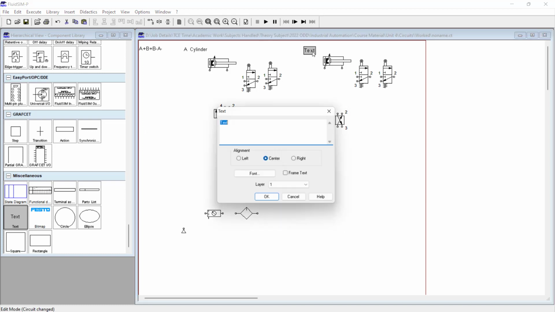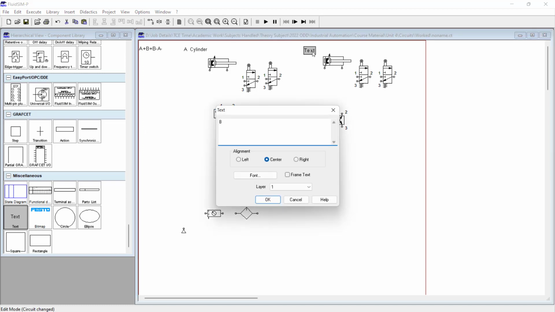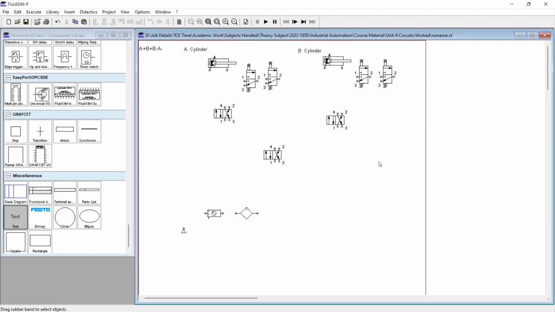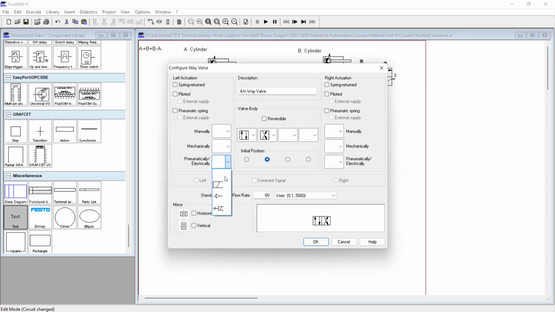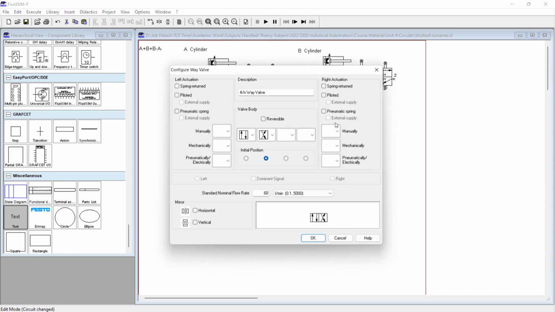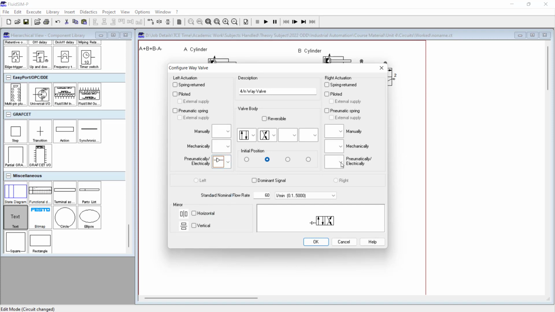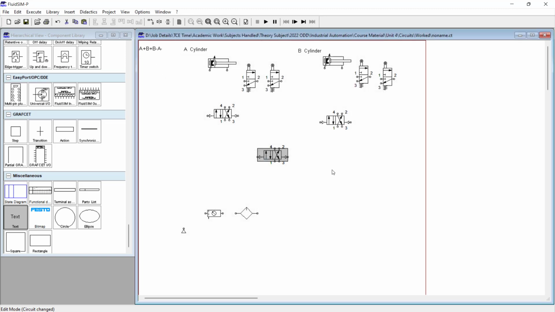and this will be the B cylinder. Then we need to set the actuator for the DCVs, the main DCVs as well as the group changing valve. Set as pilot operated. Pilot operated means using fluidic energy we are going to actuate the DCV.